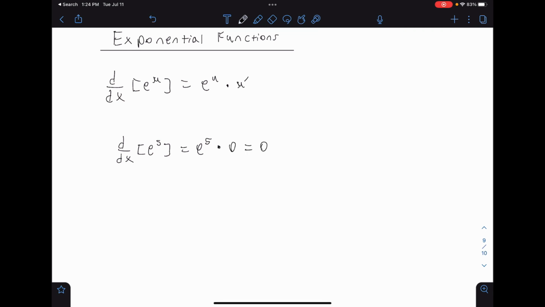So if we have e to some constant, it's always equal to 0. So the derivative of e to a constant, to the power of a constant, is always equal to 0. But if there was some variable attached to that constant, like x, then it's not equal to 0. You have to follow the generalized rule for exponential functions here.